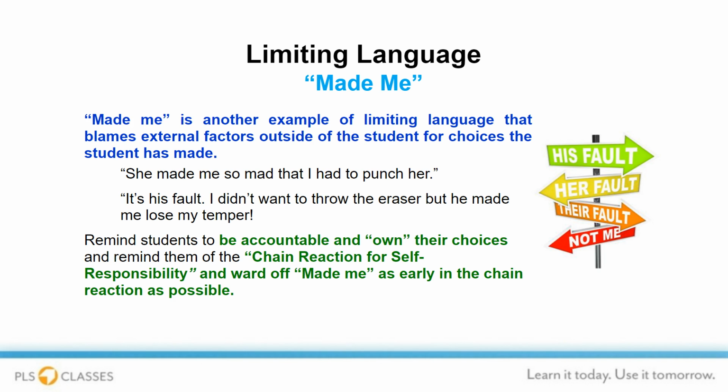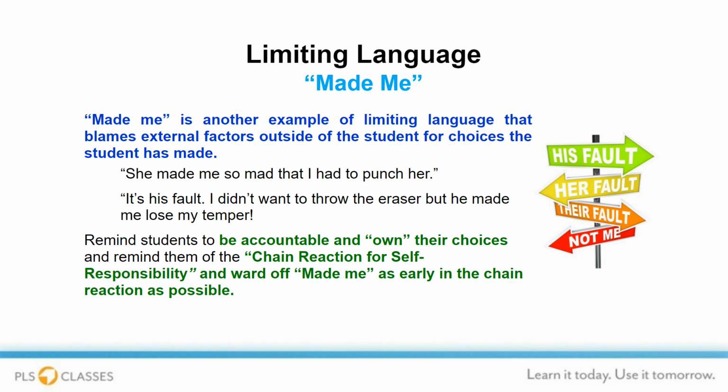Made me is another example of limiting language that blames external factors outside of the student for choices the student has made. Remember that students say out loud what they are thinking. They sometimes use unself-responsible language that expresses their thinking out loud as they blame others for choices they have made. She made me so mad that I had to punch her. It's his fault. I didn't want to throw the eraser, but he made me lose my temper.